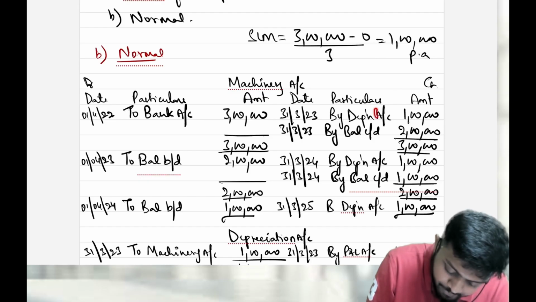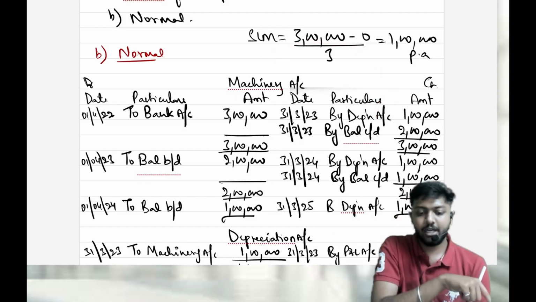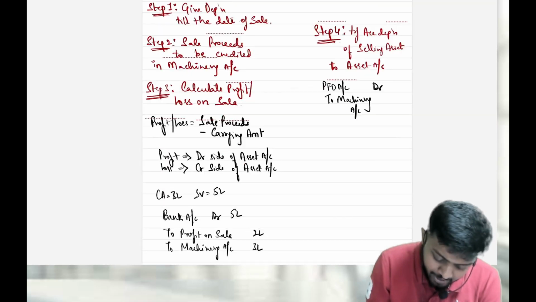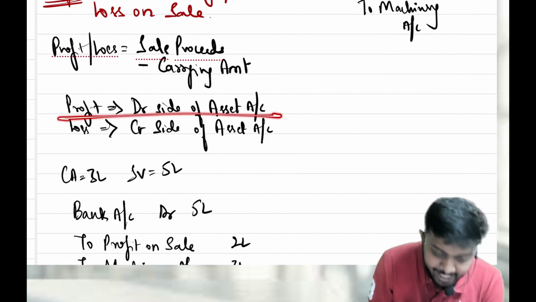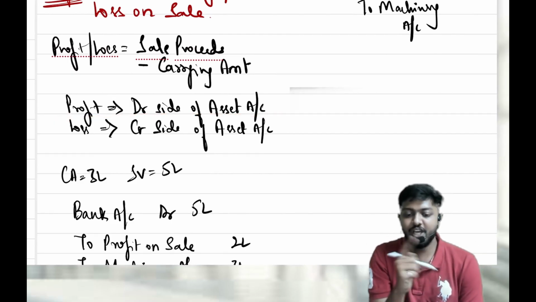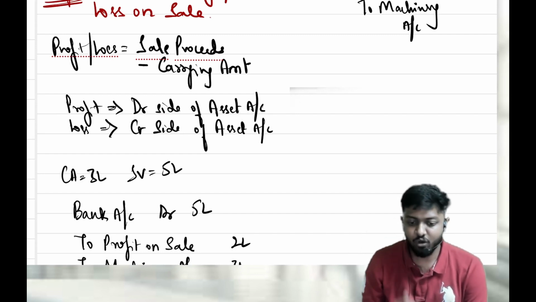Depreciation account debit to machinery account. Always that only, clockwise, not anti-clockwise. Okay. Now, with that logic, if profit comes in the debit side of the asset account, then the entry will be asset to P&L, profit on sale of asset. Profit on sale of asset is getting credited, profit increasing credit, we know from the journal entry.